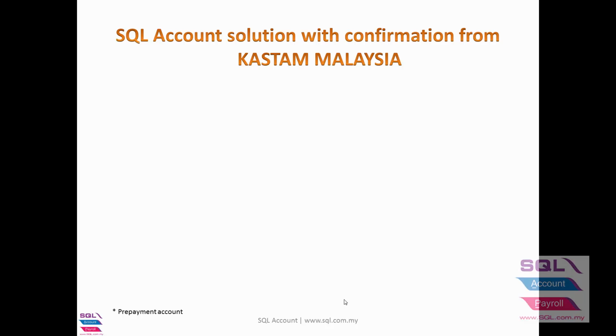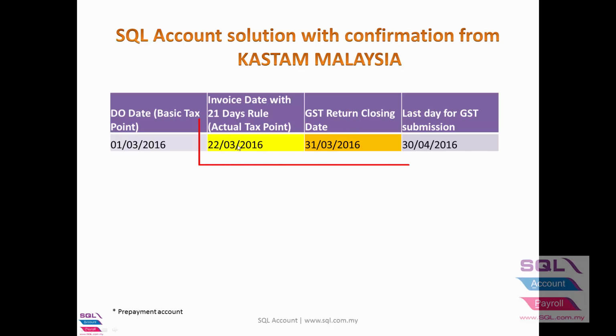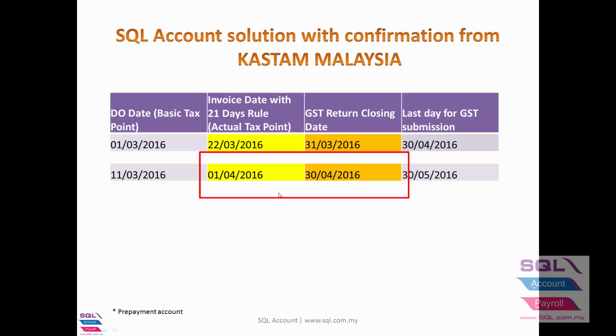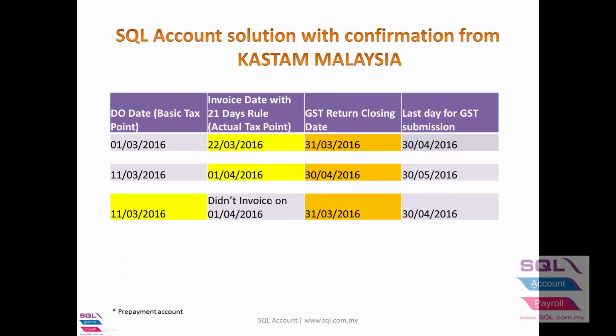SQL account solution will comply to Customs in these rules as well. Again, invoice in March, GST return in March, invoice in April, GST return in April, but no invoice in April, then refer to the DO, and therefore DO in March, GST return in March.